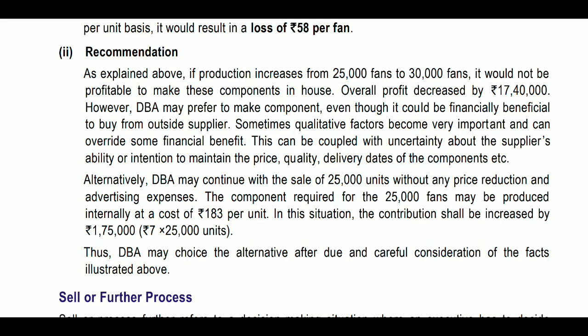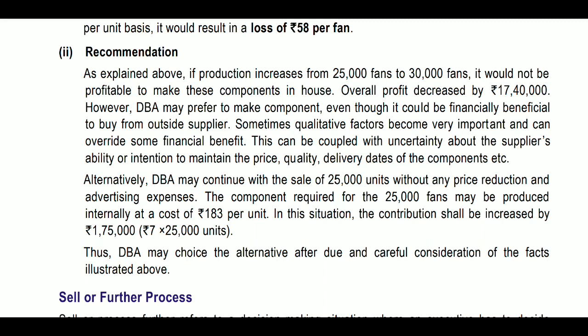However, DBA may prefer to make the component even though it could be financially beneficial to buy from outside suppliers. Sometimes qualitative factors become very important and can override some financial benefits. This can be coupled with uncertainty about the supplier's ability or intention to maintain the price, quality and delivery dates of the components. So alternatively, DBA may continue with the sale of 25,000 units without any price reduction, and advertising cost will be saved. The component required is only for 25,000 fans to be produced.